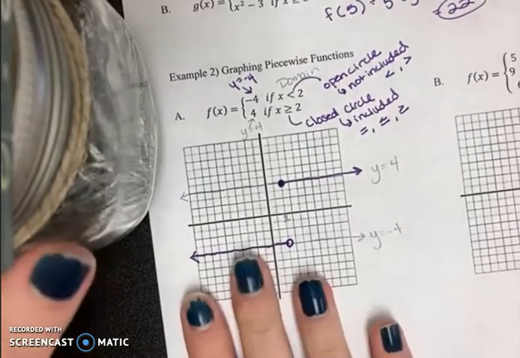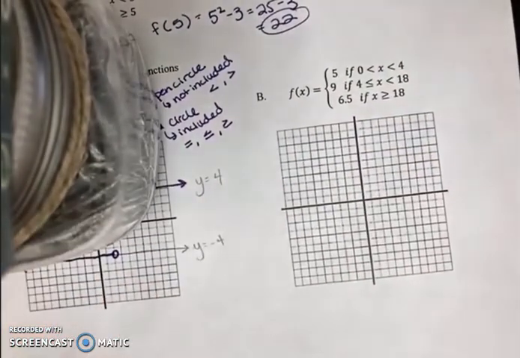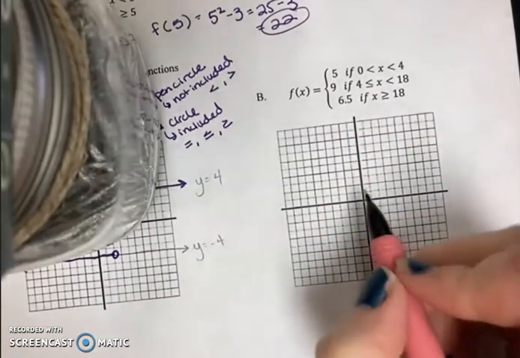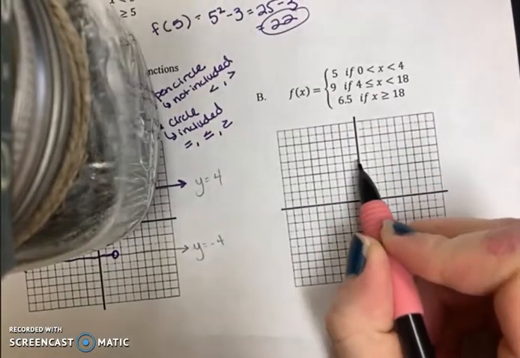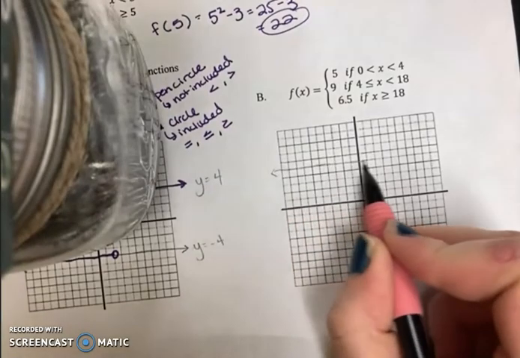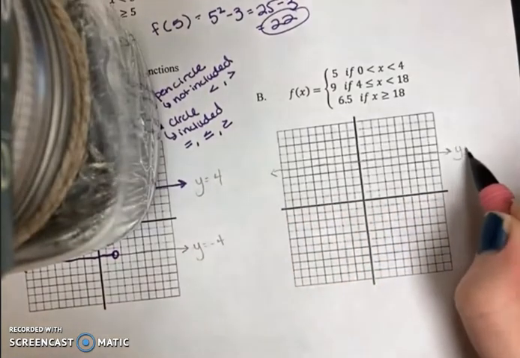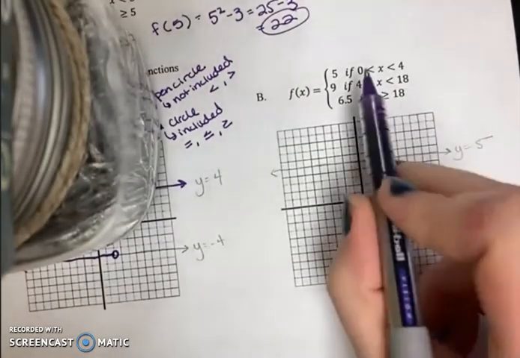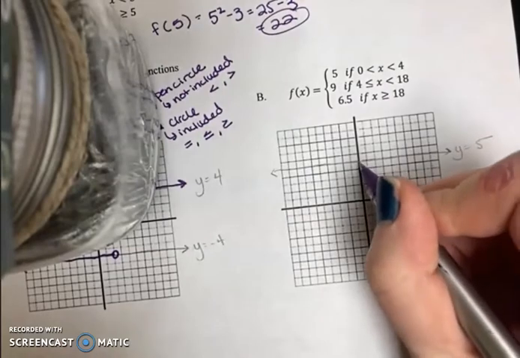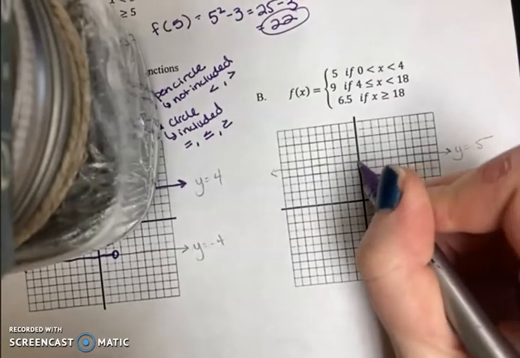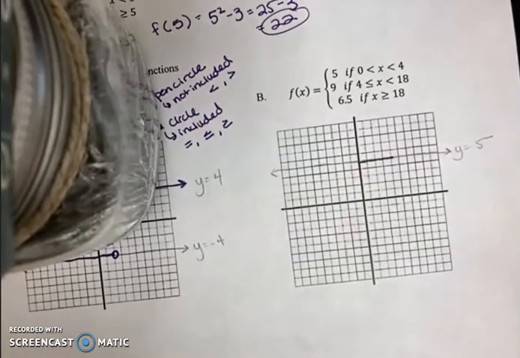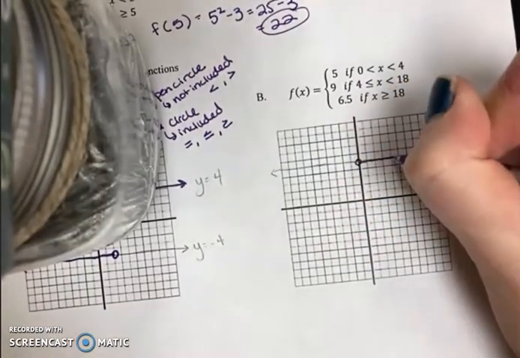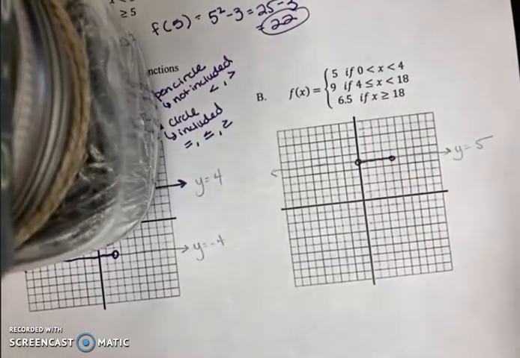Okay, let's try part B. So we have y equals 5, so 1, 2, 3, 4, 5. That's right here. Now I don't want to use this whole function, I just want to use the domain. So from 0 to 4. So here's 0 and here's 4. There's no or equal to sign, so that means they are not included, and I'm going to have to use open circles.